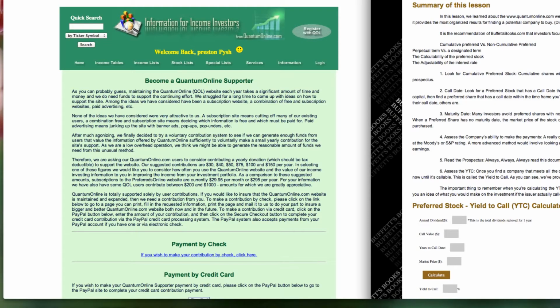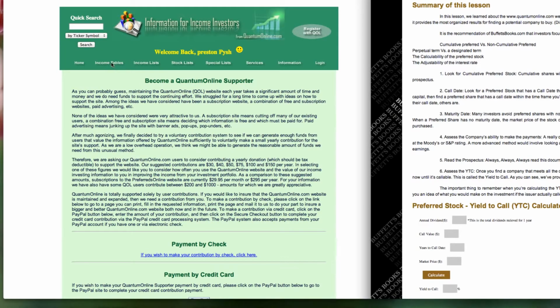So when you come to this website, everything on their site is free. And I can't recommend this site strongly enough. When you go here, I'd recommend signing up for an account with Quantum Online because then you'll have full access to all their different search results and the different preferred shares and the access to the site. So when you sign up for an account, you can see I have an account, my name right there.